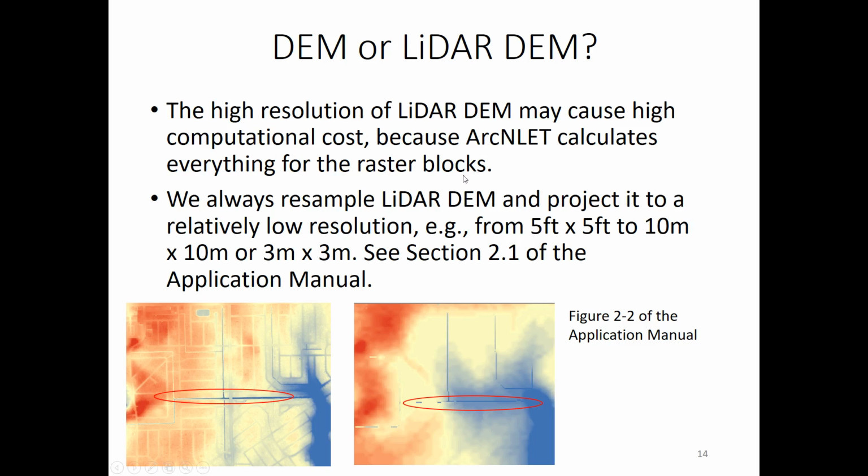So if you have a fine resolution like 5 feet by 5 feet, you're going to need a long runtime for ArcNLET, and also you need a lot of memory and disk space to save your data. So what we did there is a resampling, say from the resolution of 5 feet by 5 feet to 3 meter by 3 meter. We didn't use 10 meter, we used 3 meter by 3 meter. Well, you can do 10 meter by 10 meter. That shouldn't be a problem theoretically, just how much detail you want.